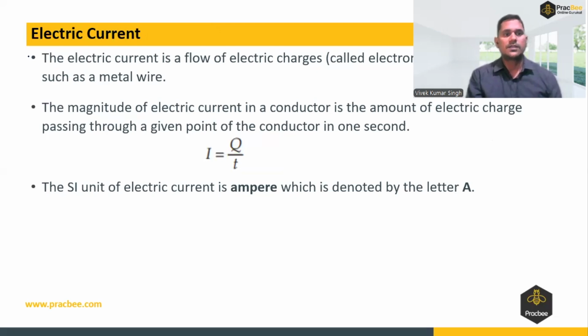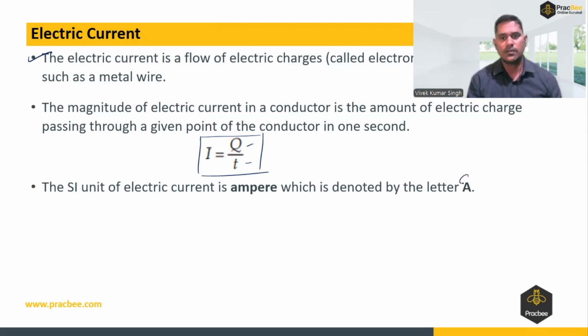Now let's see the electric current. The rate of flow of charge is called electric current. I is equal to Q by T. So let's suppose 1 coulomb of charge is flowing in 1 second through the cross-section area, then we can say that 1 ampere of current is flowing.